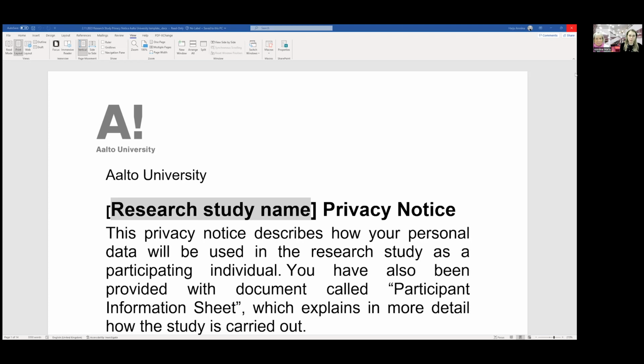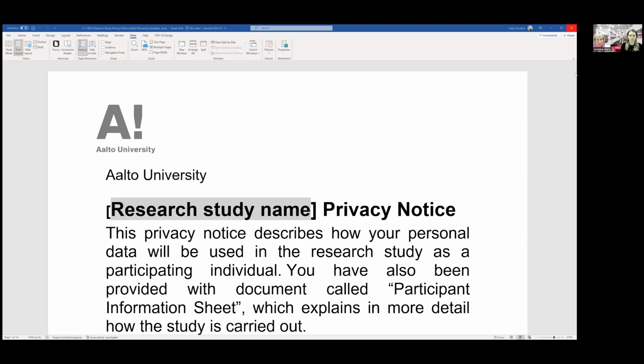So today our topic is how to draft a privacy notice. I'll start, and then Annina can comment if she has some extra advice. So let's get started without further ado.